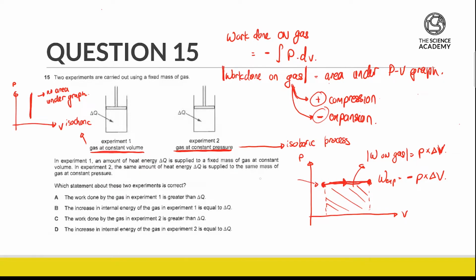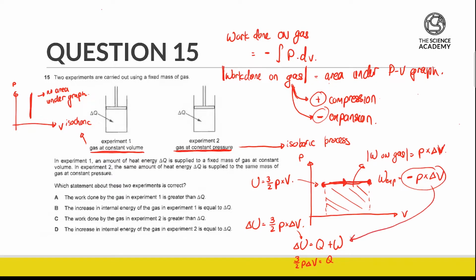Now, in the previous question, I mentioned that the internal energy of an ideal gas is going to be 3 over 2 PV. So the change in internal energy of my ideal gas is going to be 3 over 2 P delta V. From the first law of thermodynamics, we already know that delta U is equal to Q plus W. If we sub in 3 over 2 P delta V, and sub in the work done on the gas as negative P delta V, and make Q the subject of the formula, Q is going to give us 5 over 2 P delta V. So immediately, we can see that the magnitude of Q is going to be greater than the magnitude of W. Let's just keep this in mind first.